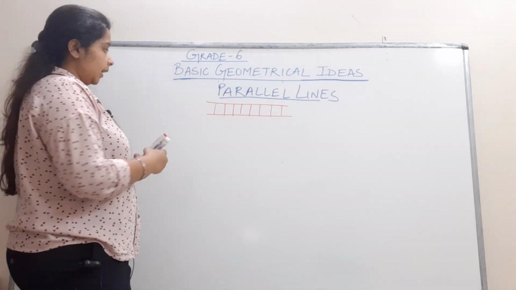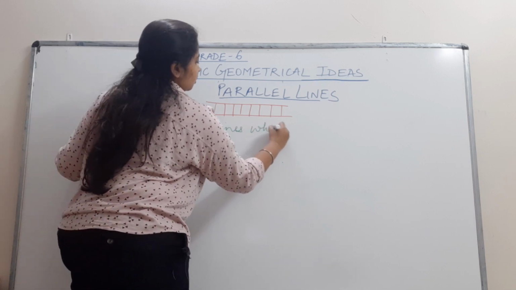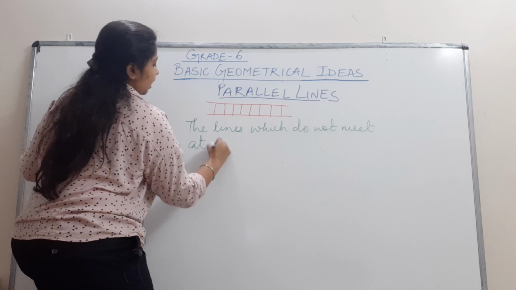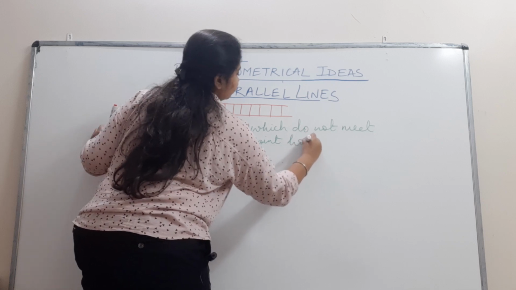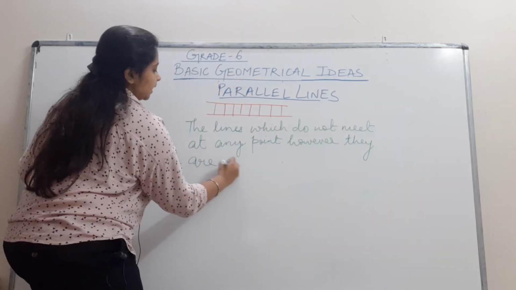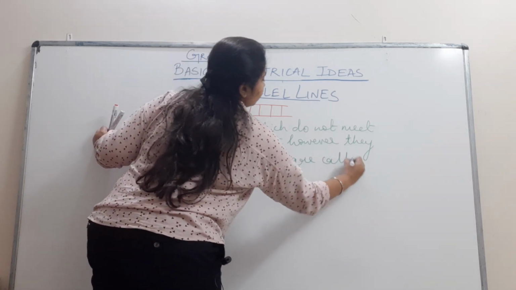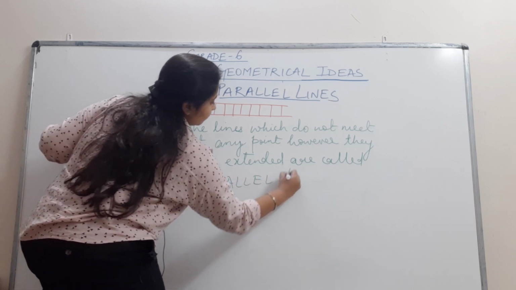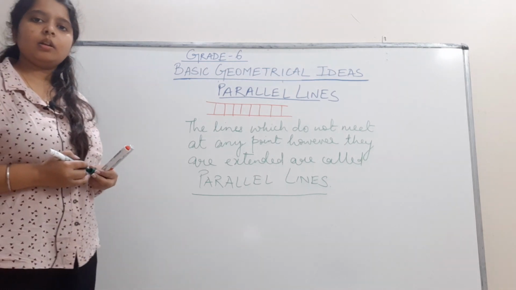So, what are parallel lines? The lines which do not meet at any point, however far they are extended, are called parallel lines, right?